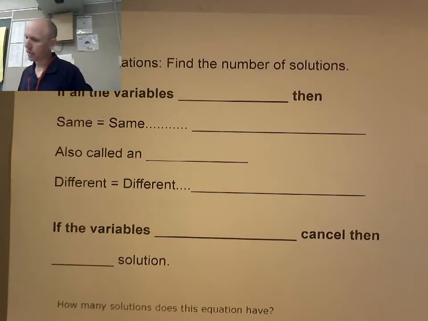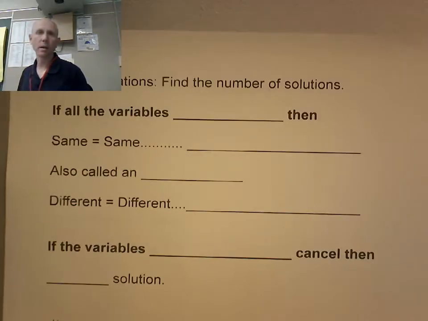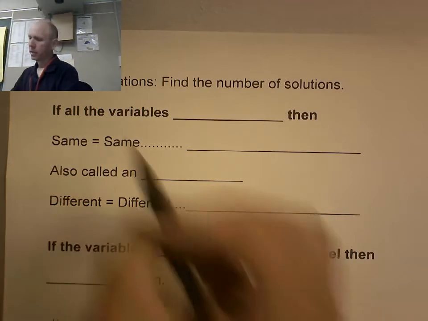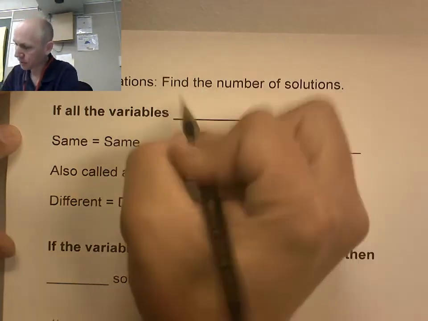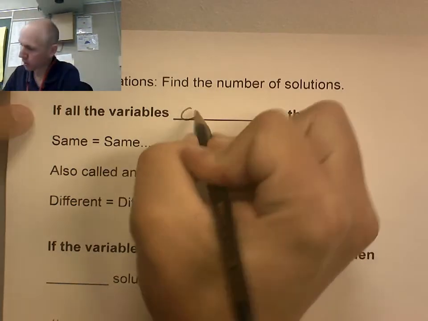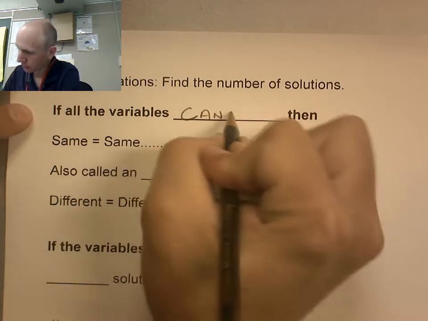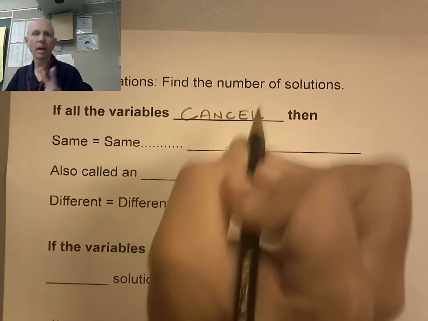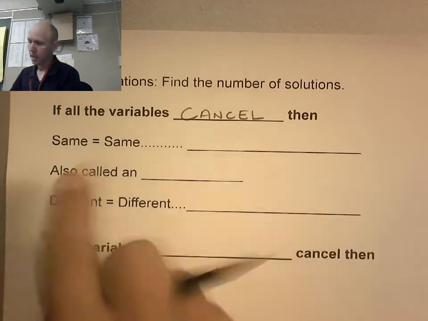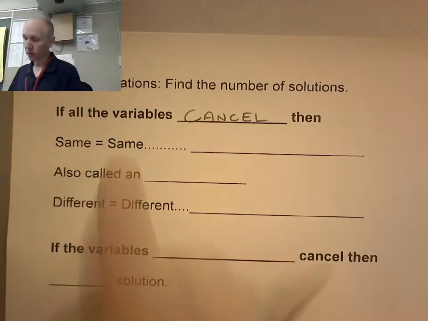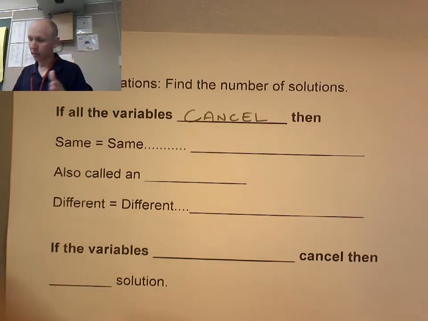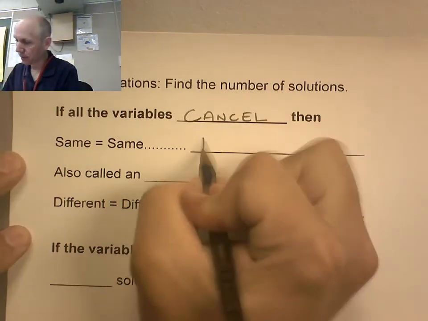Hey, this is Mr. Barre, and this is Solving Equations, Find the Number of Solutions. So, if all the variables cancel out, so if we have an equation and all the variables cancel, that means one of two things. If it's the exact same equation on both sides, if everything's the same on both sides of this, then I know I have infinite solutions.